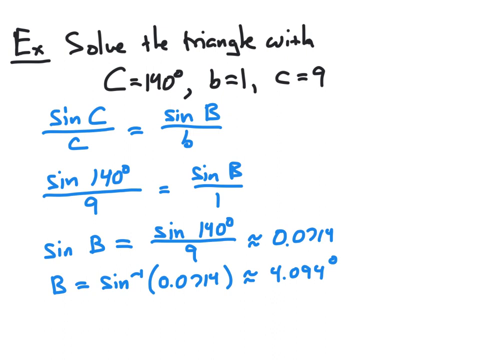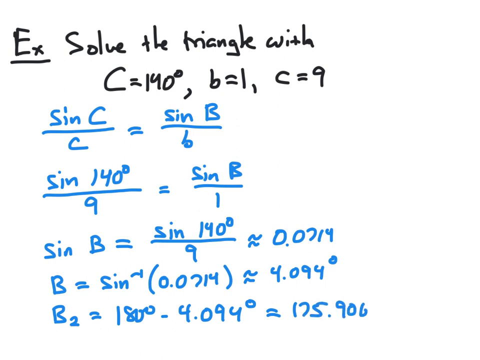There's always a second possible triangle using the law of sines. So I'll write this as B2 as the possible angle here. And this angle will always be 180 degrees minus this first angle, 4.094 degrees. And this would be 175.906 degrees.